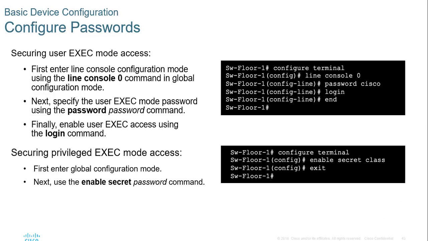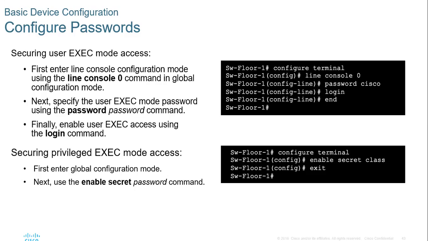First, enter the console configuration mode using the line console 0 command in global configuration mode. Next, specify the user execution mode password using the password command. Finally, enable user execution access using the login command.